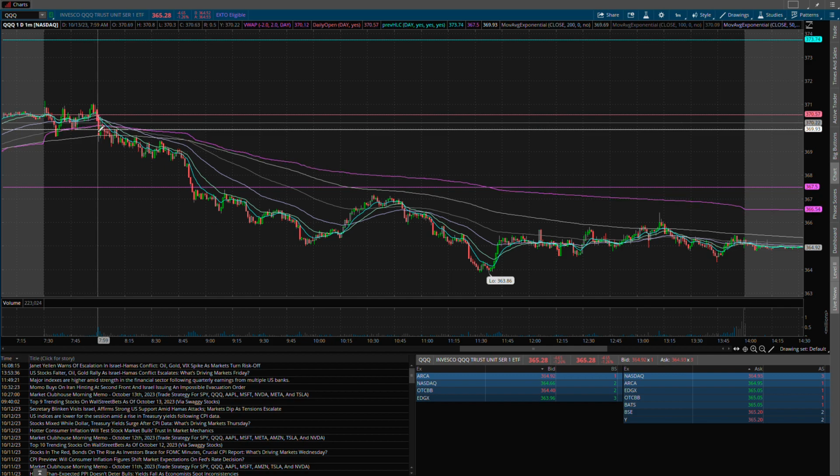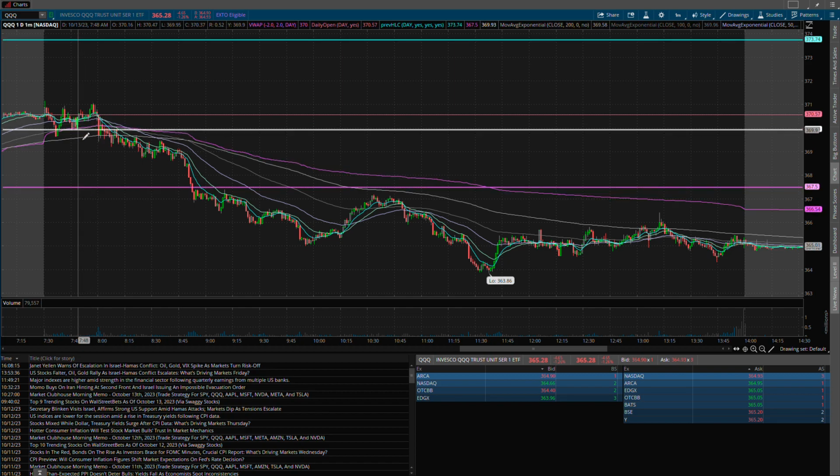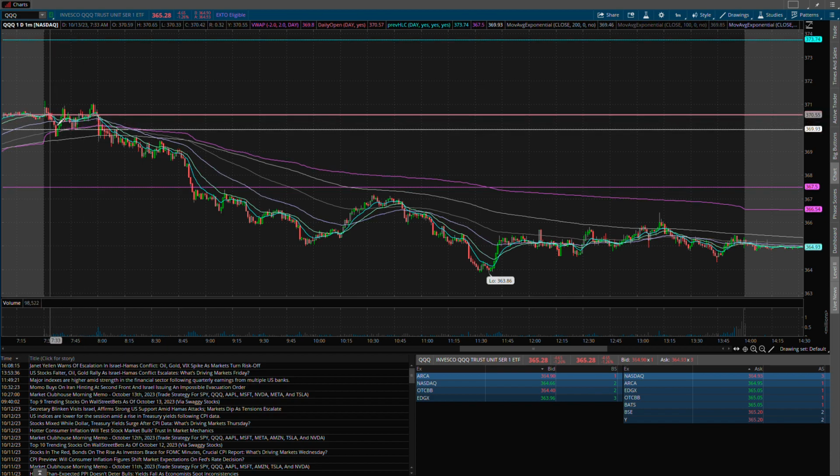This is the VWAP here. And as soon as it fell below that VWAP at about 8 o'clock, that should have given me an indication that this was a bearish market today. And this is yesterday's close. It opened higher, but it closed lower. So it's going to be bearish. I should have known something was up.